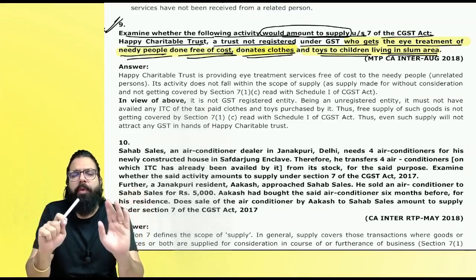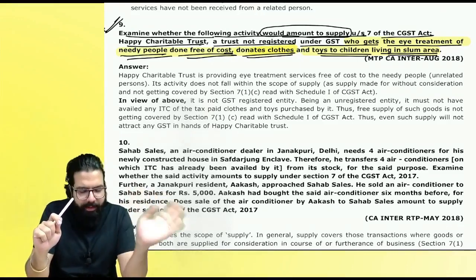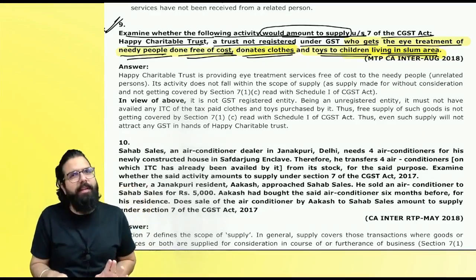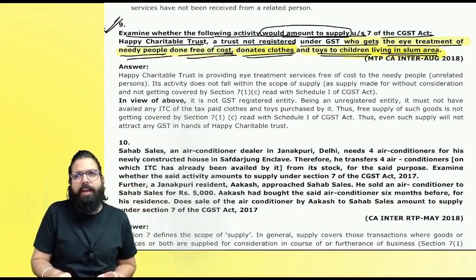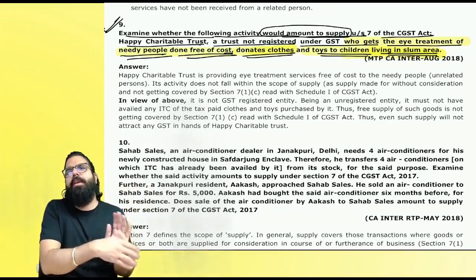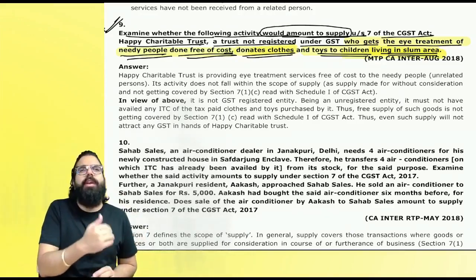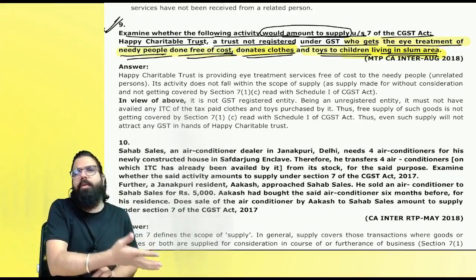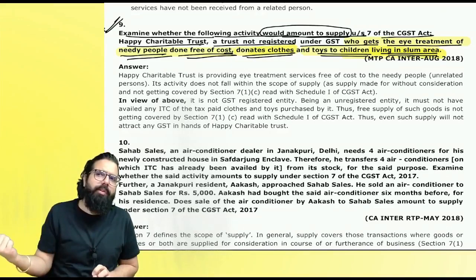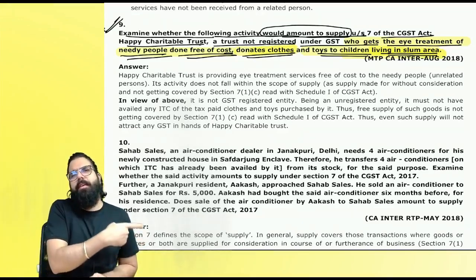Listen to me very carefully. When they have given toys, gifts, etc. free to people living in the slum area, your assumption is that the charitable institution is not registered. When we read the exemption chapter, we'll see that if a charitable institution is doing some charitable activity on which there is no GST at all, then they will not take registration. If you have not taken registration, you have not taken any ITC. If you have not taken ITC, this will also not be a supply.